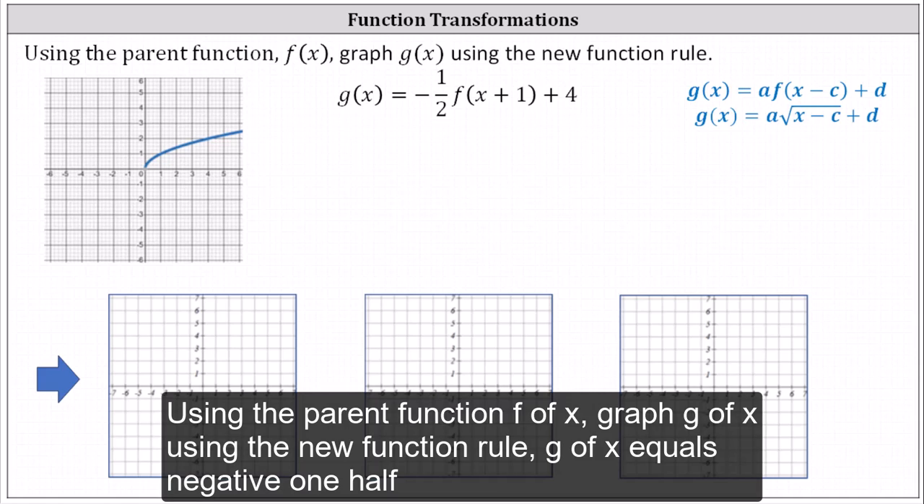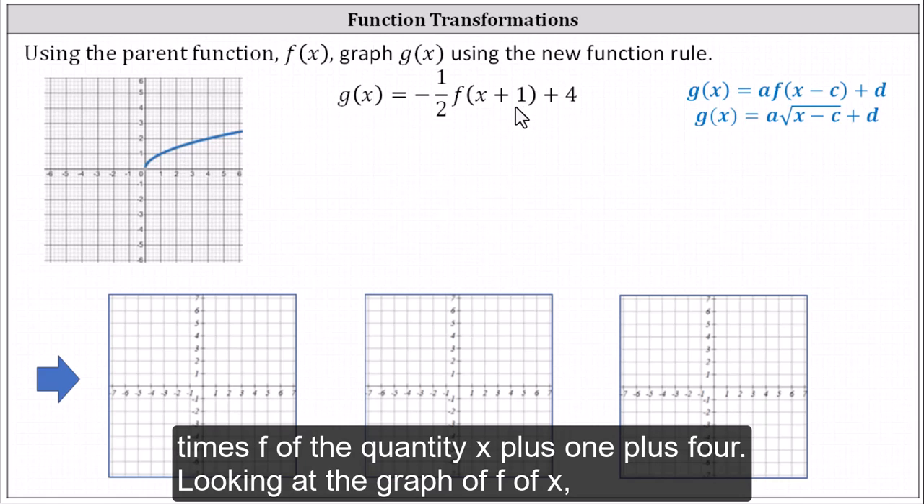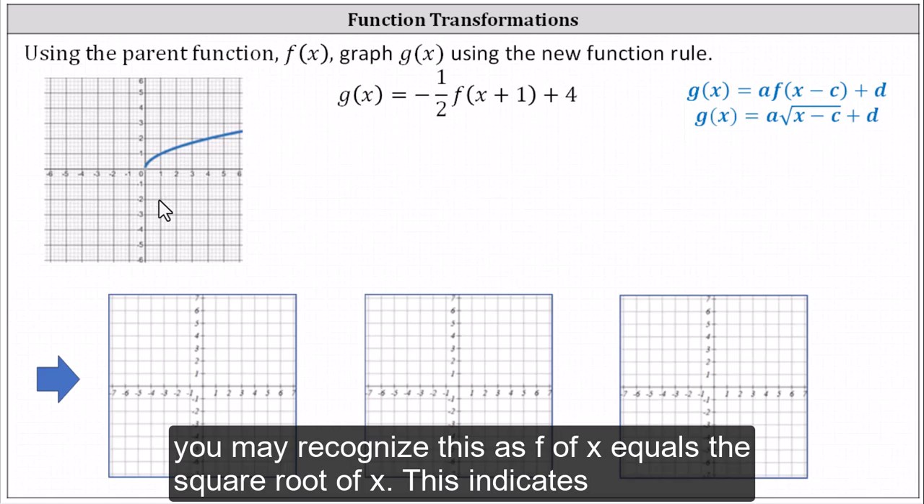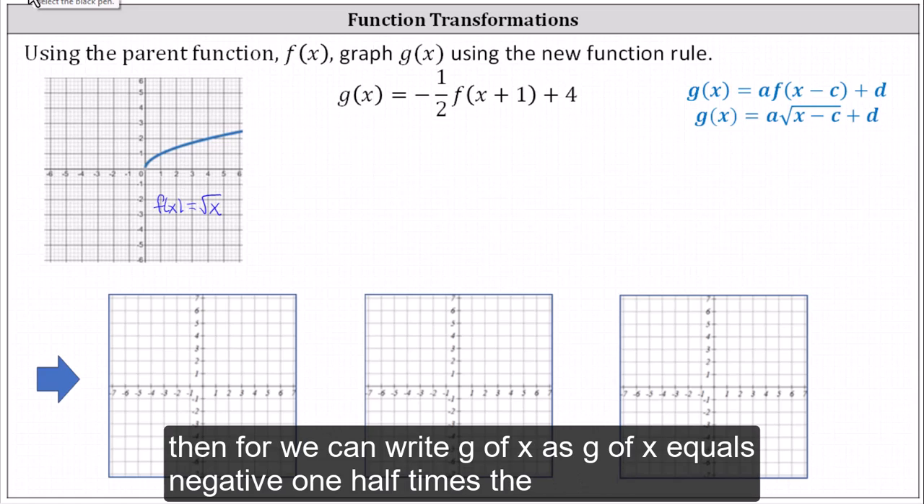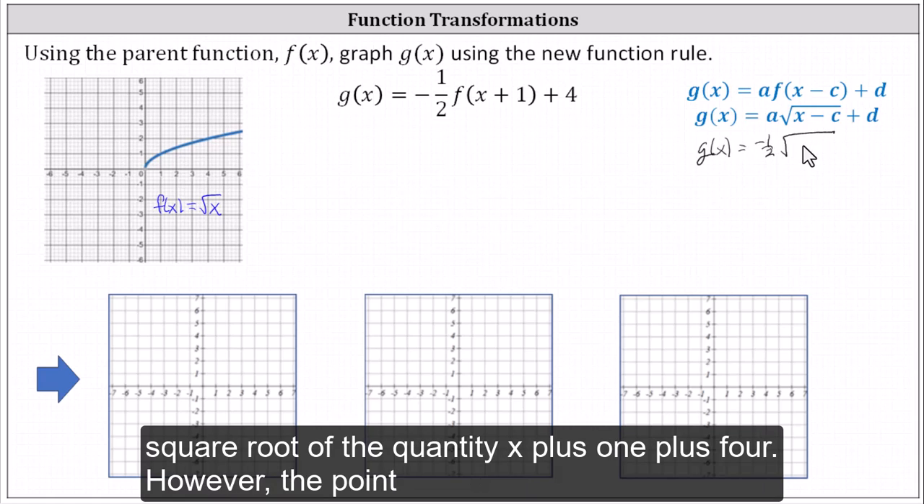Using the parent function f of x, graph g of x using the new function rule, g of x equals -1/2 times f of the quantity x plus 1 plus 4. Looking at the graph of f of x, you may recognize this as f of x equals the square root of x. This indicates f of the quantity x plus 1 equals the square root of the quantity x plus 1, and therefore we can write g of x as g of x equals -1/2 times the square root of the quantity x plus 1 plus 4.